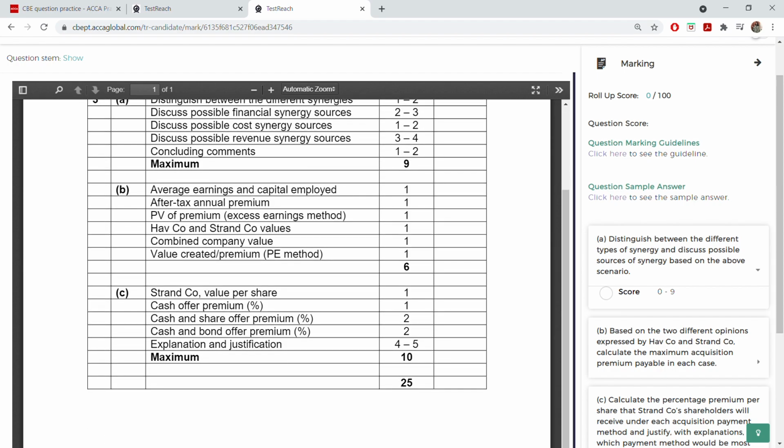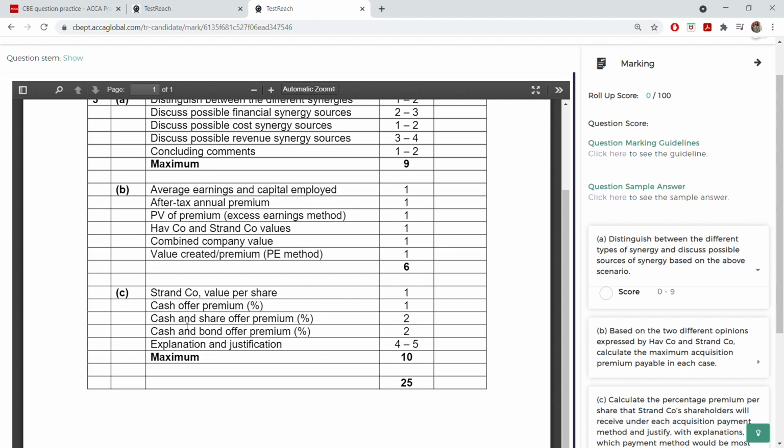Coming to part B, 1 mark for each: average earning and capital employed, after tax annual premium, present value of premium, Have and Strength company's value, combined company and PE method, value created based on PE method.